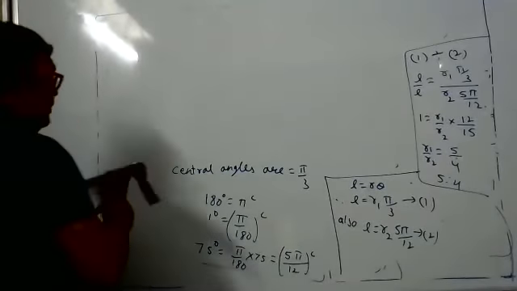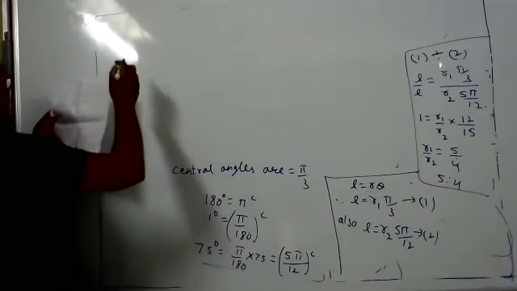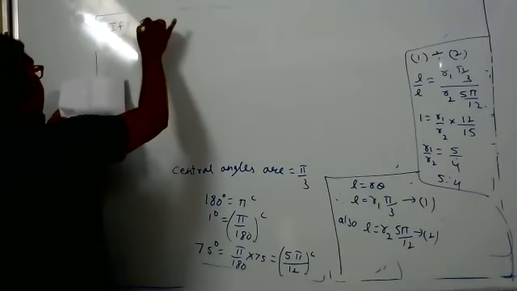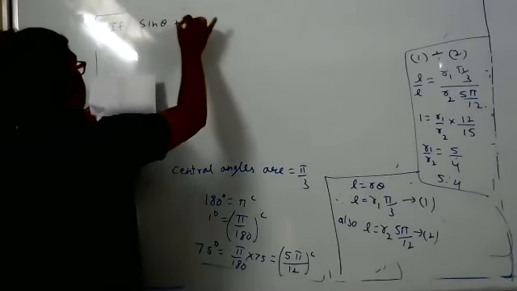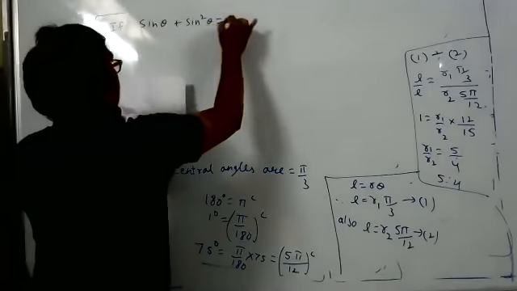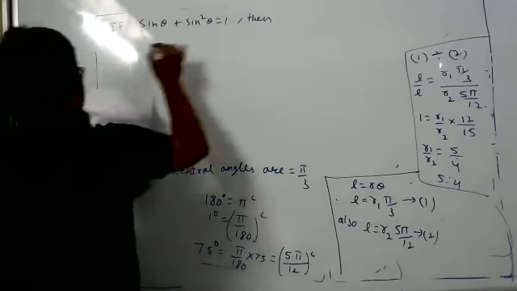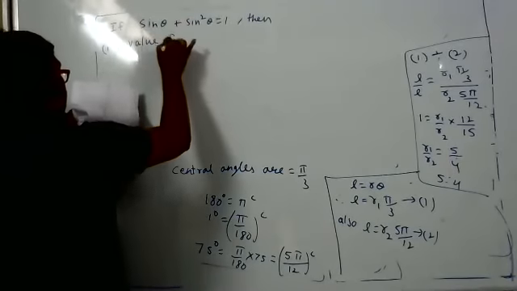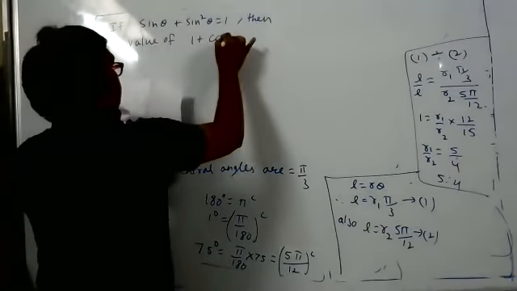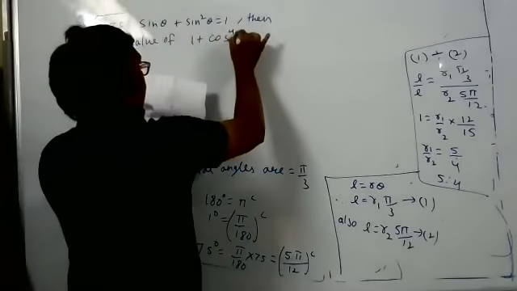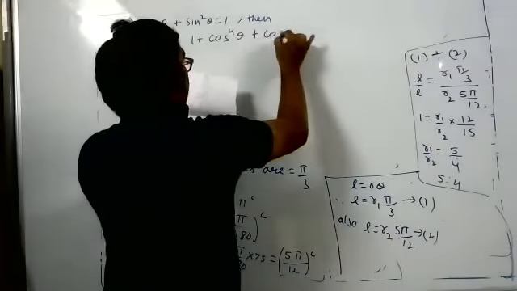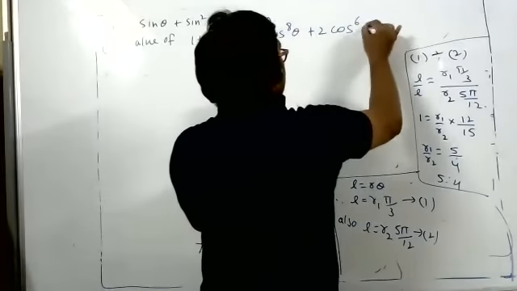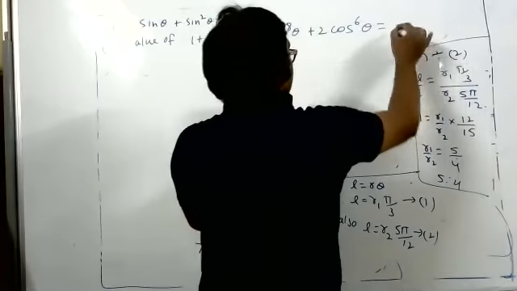Do the remaining sums of the textbook and do some sums of R.D. Sharma. We'll start allied angles on Monday. What I have taught in trigonometry, that you have to revise. This is the question: if sine theta plus sine square theta is equal to 1, then first part, the value of 1 plus cos to power 4 theta plus cos to power 8 theta plus 2 cos to power 6 theta is equal to, we have to find.